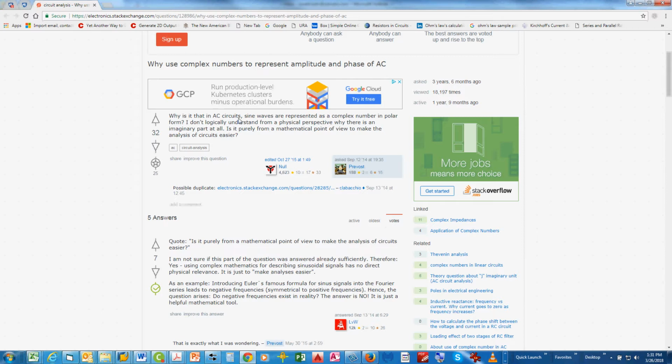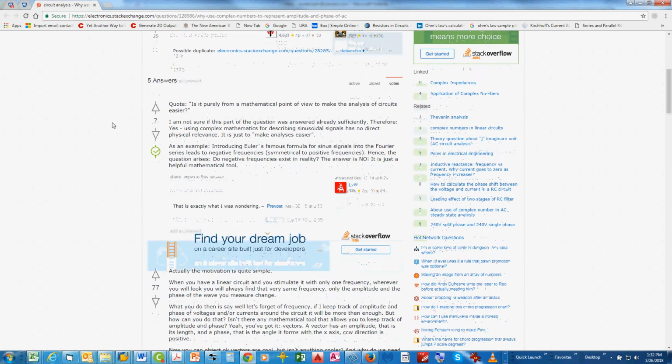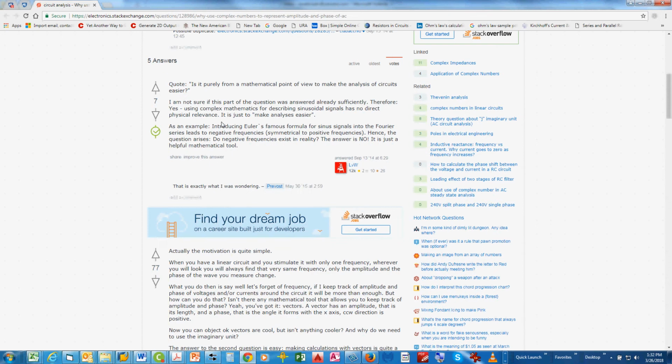Why is it that in AC circuits sine waves are represented as complex numbers in polar form? I don't logically understand from a physical perspective why there is an imaginary part at all. Is it purely from a mathematical point of view to make the analysis of circuits easier? And then someone answered, basically they just said it's just to make analysis easier.